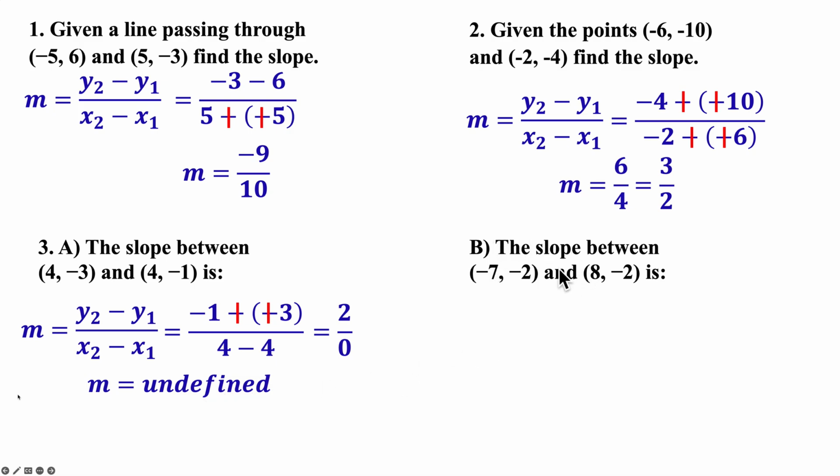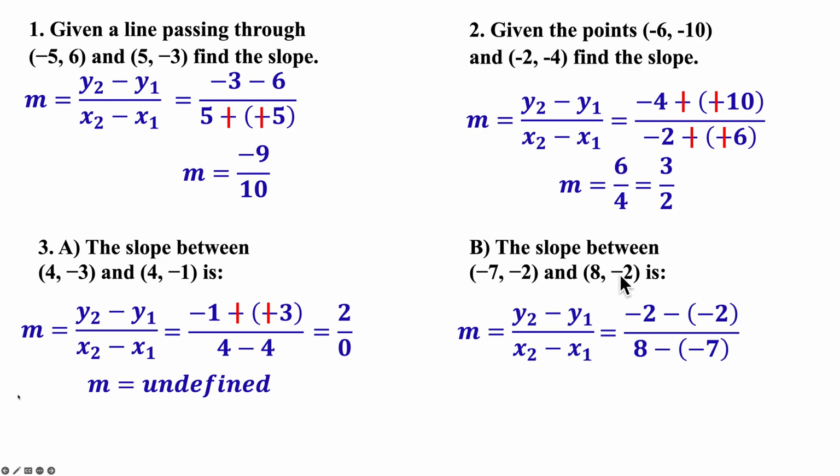And in part B, now notice that the y coordinates are the same. -2 minus a -2, that will become 0. And as long as your x's aren't the same, the denominator won't be 0, so your slope is 0.